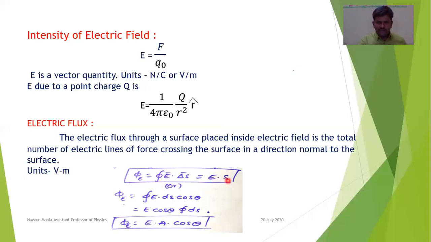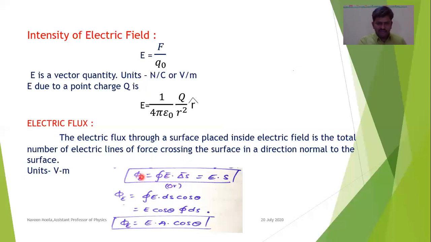If we divide by S, what happens? Phi E by S, that is flux per unit area, we call that flux density. Electric flux coming out of a unit area. Electric flux coming out of the entire area is electric flux. Electric lines of force coming out of the entire area is electric flux. Electric flux coming out of a unit area is known as flux density.